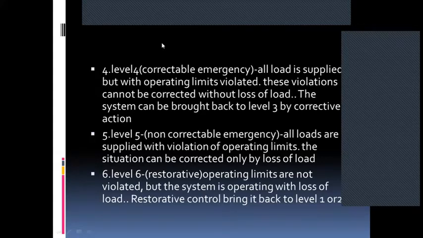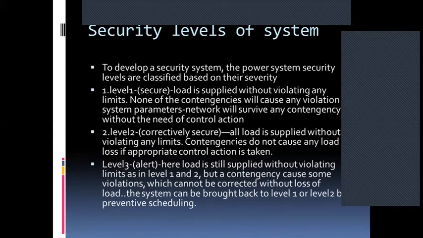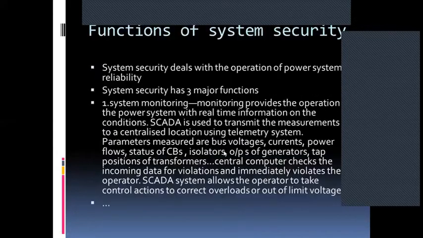So we have level 5, non-correctable emergency, where all the loads are supplied with violation of operating limits. The situation can be corrected only by loss of load. Whereas level 6 represents the restorative state, where operating limits are not violated, but the system is operating with loss of load. Restorative control brings it back to level 1 or level 2. So these are the various security levels in a power system.